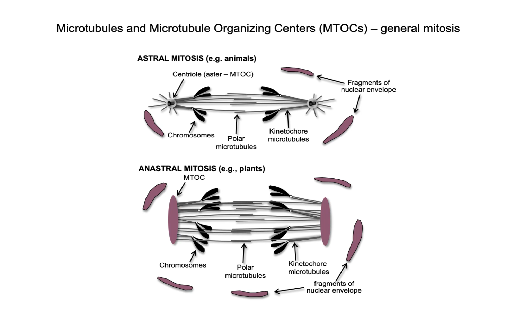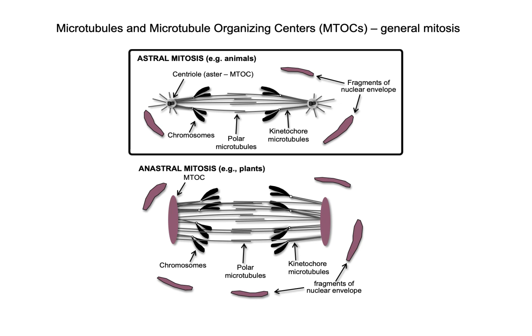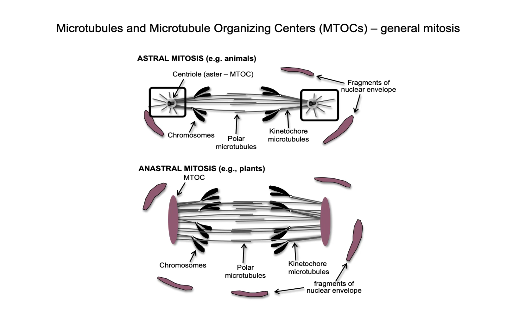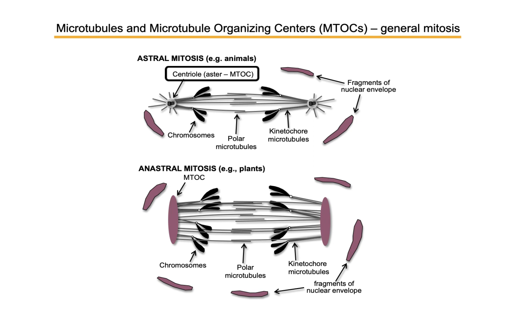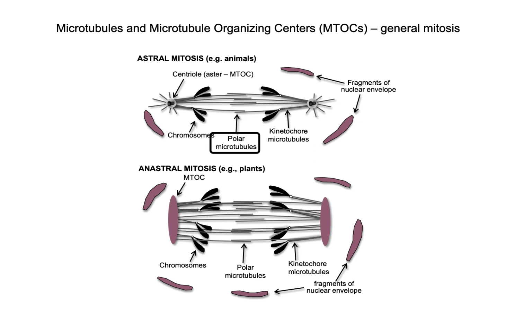Mitosis differs among different types of organisms. In animals, normally there is what's called astral mitosis. You have these asters formed, or centrioles formed, at the poles of the cells, which become microtubule organizing centers for polymerization of the polar microtubules, which go from pole to pole, and the kinetochore microtubules that go from the pole to the kinetochore of the chromosome.